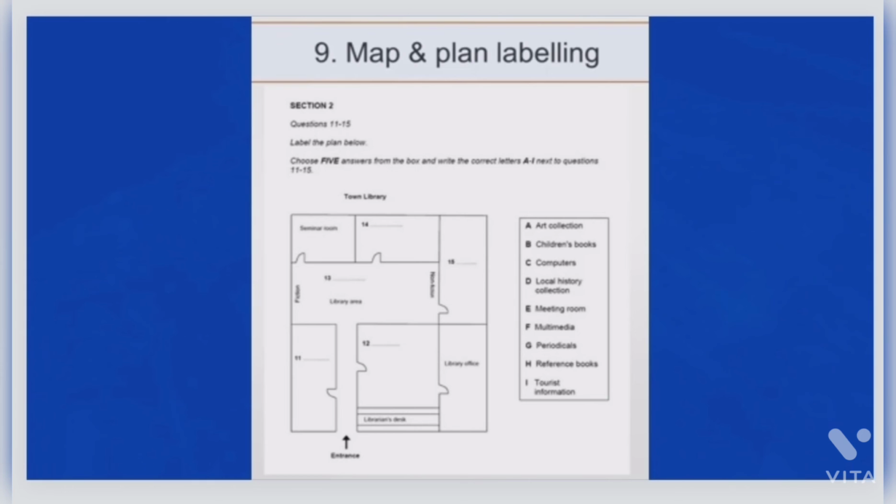Map and plan labeling. Here you will be given the plan of a building, a map of a specific location, or a diagram of something. We must fill in the missing labels.